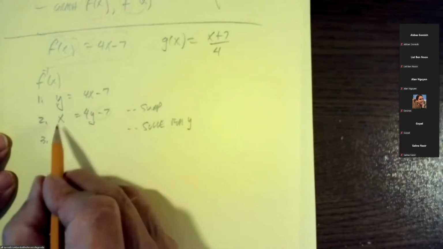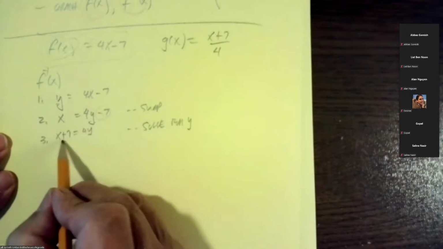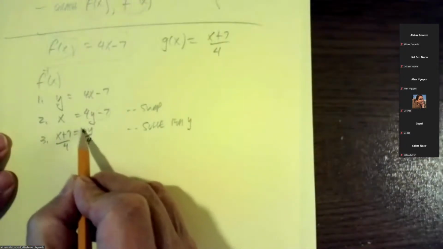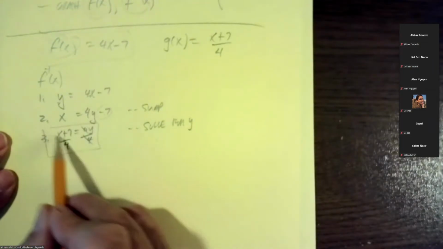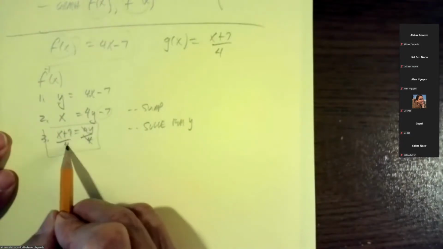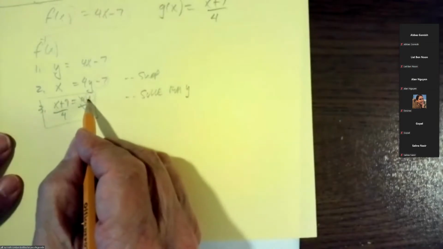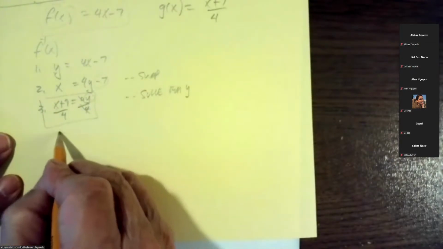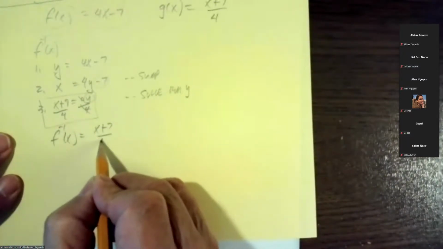So add 7 to each side. Then I'll divide through by 4. That cancels on the right. And I come up with an equation that says y equals x plus 7 over 4. And then I'll substitute for y that inverse. So I'll say f inverse of x equals x plus 7 over 4.